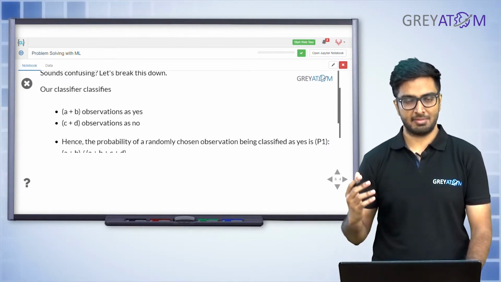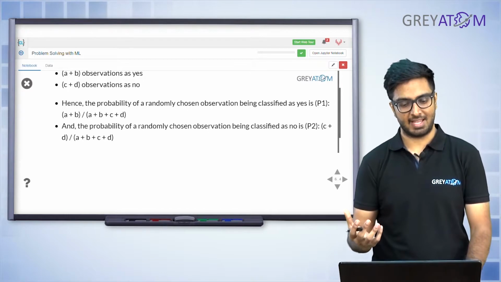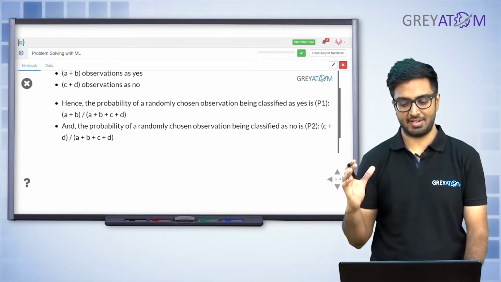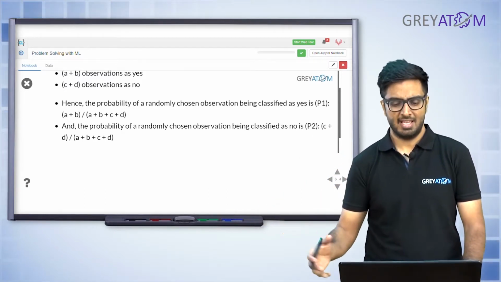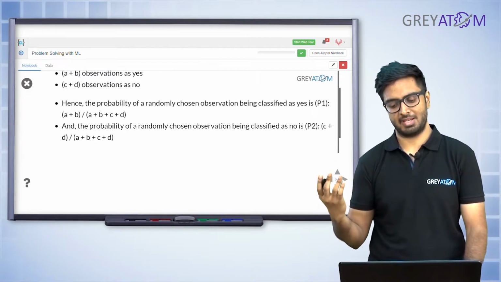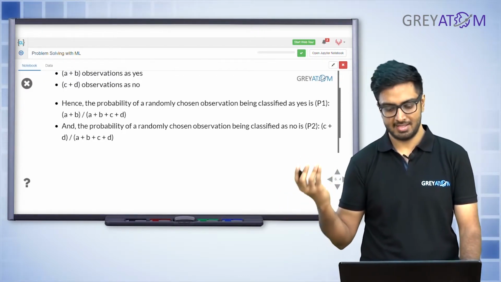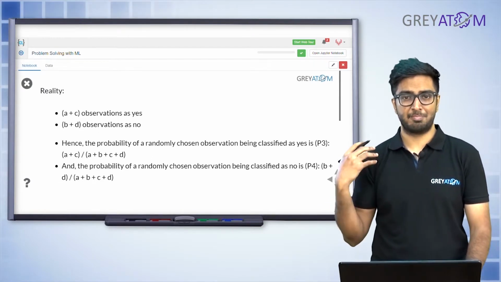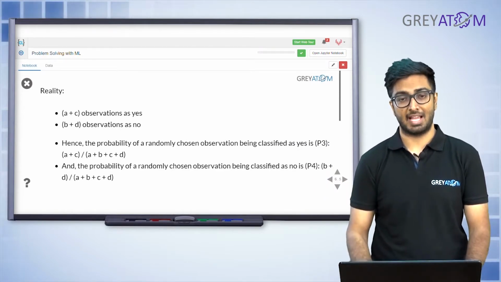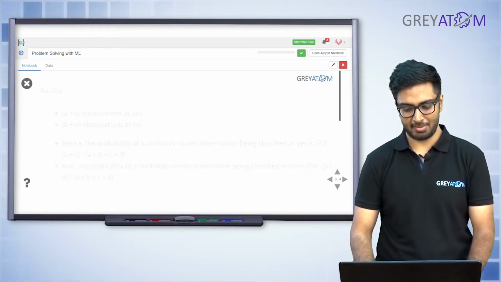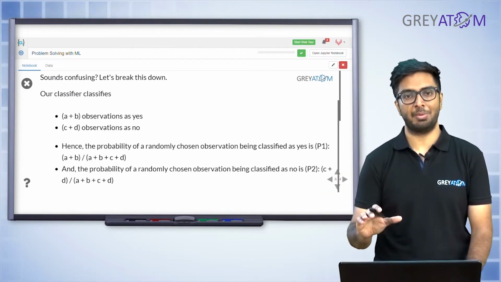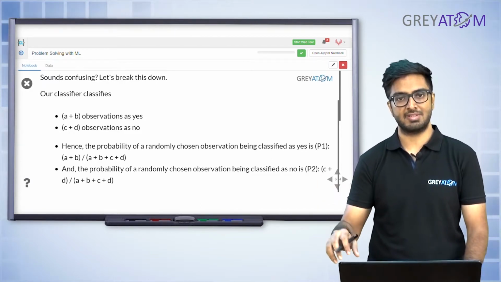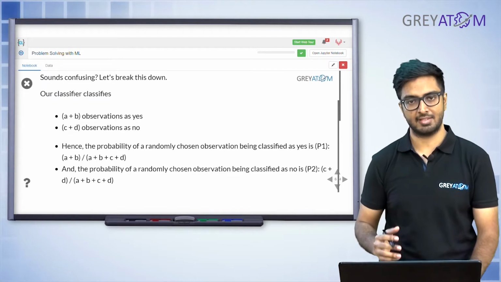Out of the given confusion matrix, you can clearly see that A plus B observations are yes and C plus D observations are no, right? Hence the probability of a randomly chosen observation being classified as yes is A plus B by A plus B plus C plus D. And similarly, the probability of a randomly chosen observation being classified as no is C plus D by A plus B plus C plus D, right? So what we saw was, given any observation, what is the probability that it's a positive or a negative class. Probability of a randomly chosen observation belonging to the positive or negative class. Those are the two probabilities.